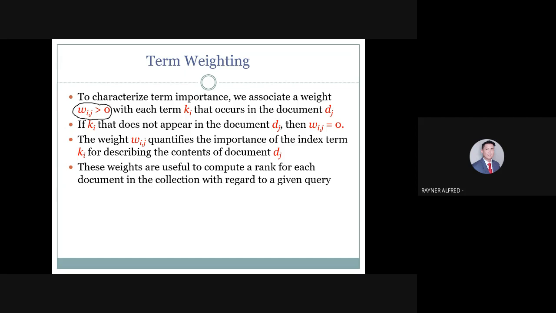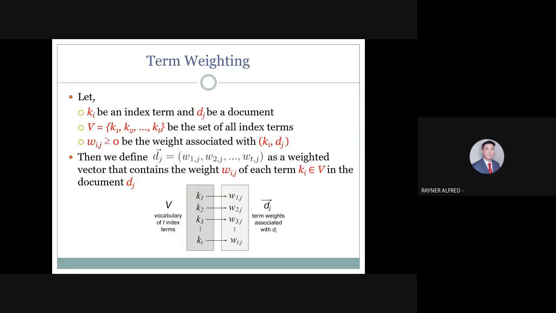So if the keyword does not appear in the document, then the weightage will be 0. So the weight that we have can be used to quantify the importance of index term k in describing the content of the document. So we will look into the term weighting here. Okay, for example, like this. For each keyword, we will have the weightage of that particular keyword with respect to the document.